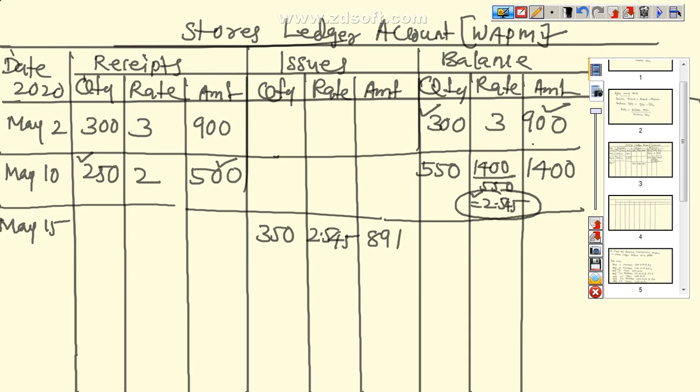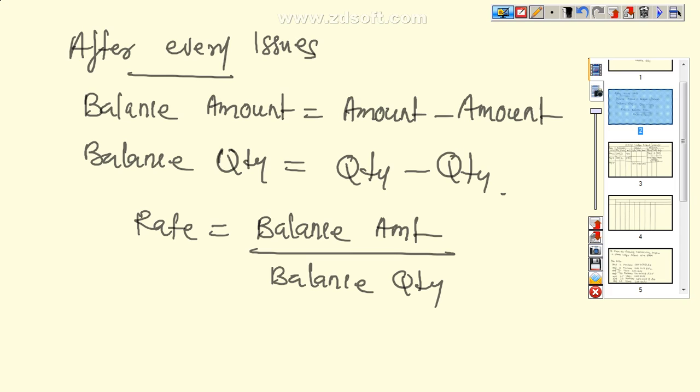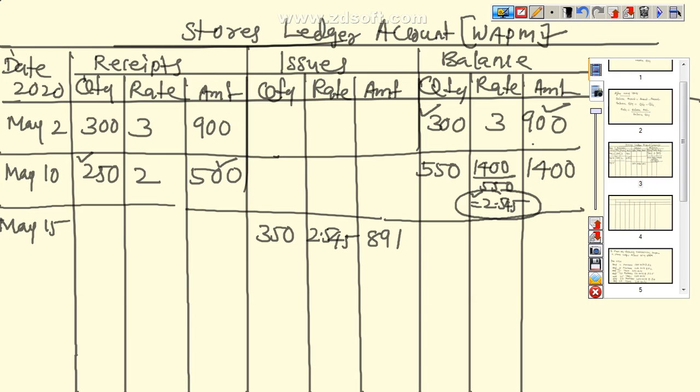Now after every issue, our quantity will reduce as well as amount also will reduce. So balance amount in case of issue is equal to amount minus amount, and balance quantity is equal to quantity minus quantity. Here we already had a balance of 550 units. Now we have issued 350 units out of 550. So balance is equal to 550 minus 350, meaning quantity minus quantity, that is equal to 200.